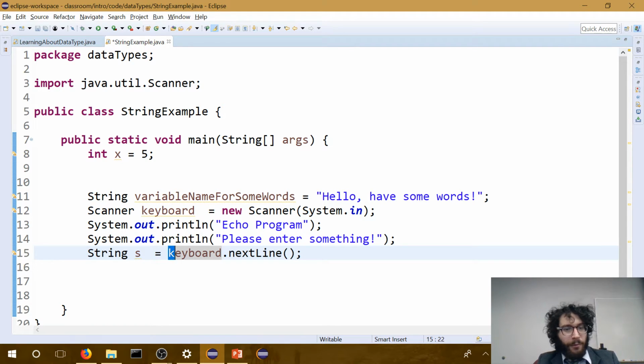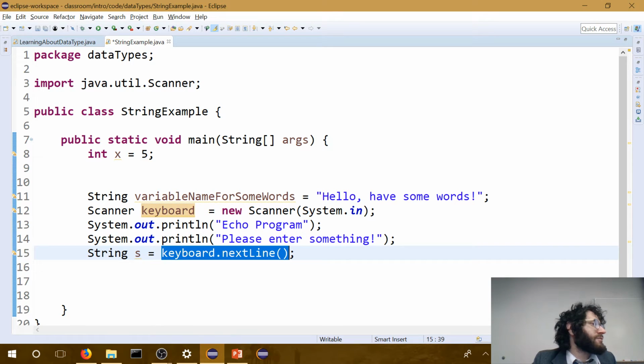So remember what this says. What the equal sign says over here is take the thing on the right and store it on the left. Well, keyboard.nextLine, that's like a command, right? Well, remember, anything on the right is what we call an expression, right? And expressions need to be evaluated. So we evaluate keyboard.nextLine and put its result in string s. Does that make sense to everybody? We're going to evaluate this and put it in string s.